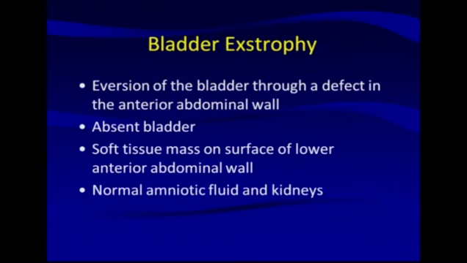Now, bladder exstrophy occurs when the bladder is everted through a defect within the anterior abdominal wall. It's almost like an omphalocele, but lower down. Because the bladder is everted and the mucosa is exposed to the amniotic fluid cavity, there is no bladder. You shouldn't be able to see a bladder within the pelvis, but instead you see a soft tissue mass on the surface of the lower anterior abdominal wall, representing that everted bladder. The amount of amniotic fluid should be normal, and the kidneys will be normal as well.